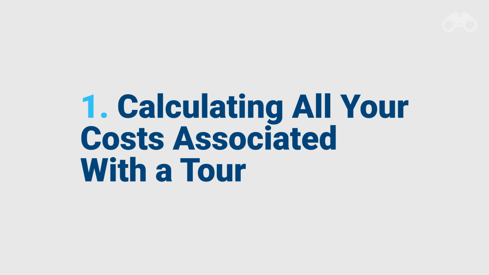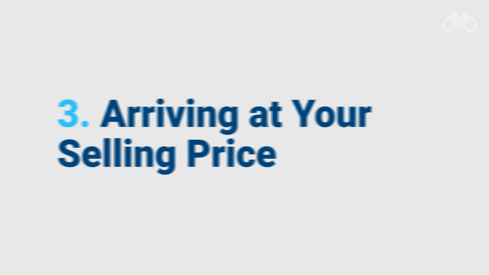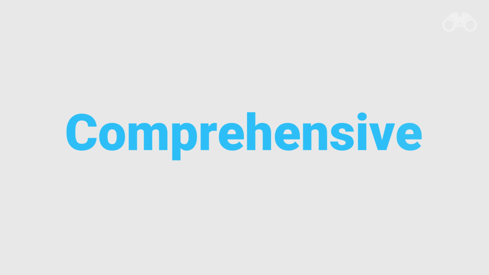So the good news is that the cost plus pricing framework is one of the most simple and intuitive places to start, especially if you're developing new tours, products, or services. It works by first calculating all your costs associated with the tour, 2, adding a markup percentage or your desired profit margin, and 3, arriving at your selling price. The power of this approach is that it forces you to be comprehensive about your costs before you set prices. Many tour operators undercharge simply because they haven't accounted for all of their expenses.